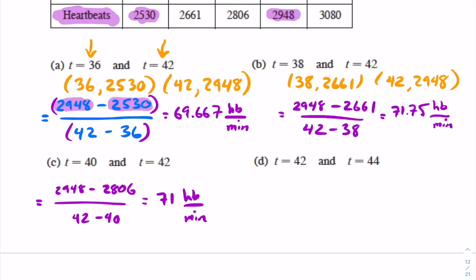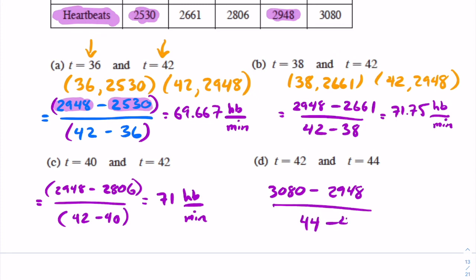Okay, if you didn't get that, remember, use parentheses. All right, and over here, we would have 3,080 minus 2,948 all over 44 minus 42. That'll give you 3,080 minus 2,948 divided by 2. That should give you 66 heartbeats per minute. Now, if you didn't get that, make sure you text me, okay?